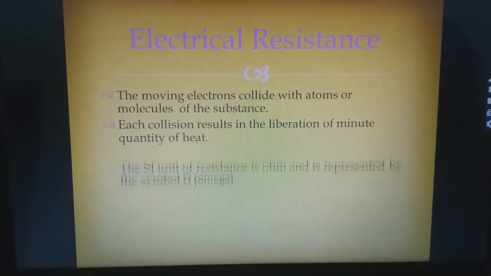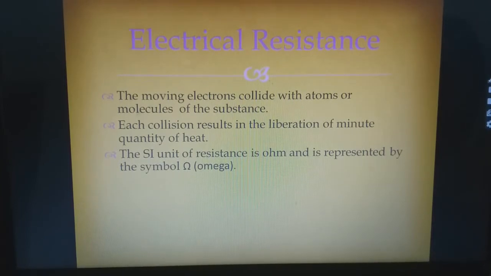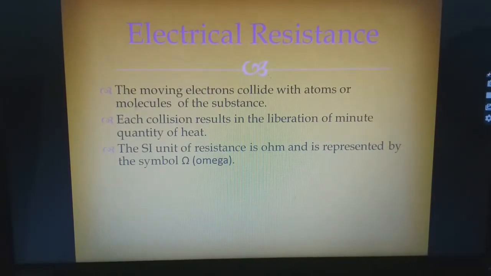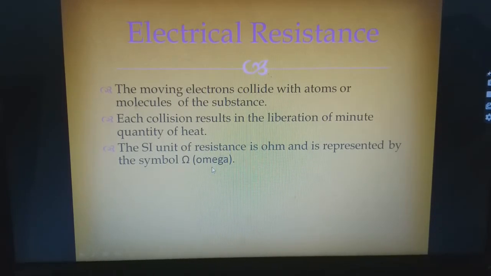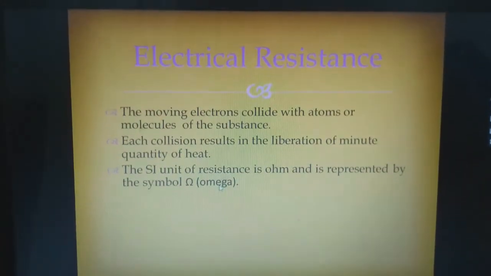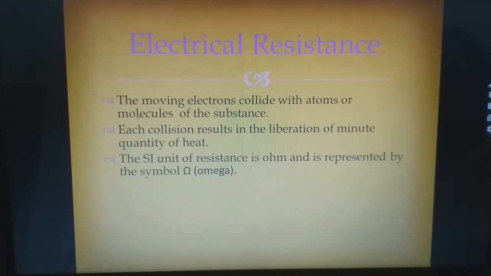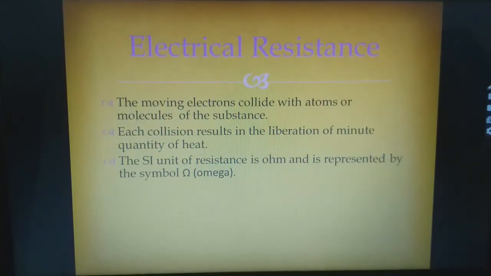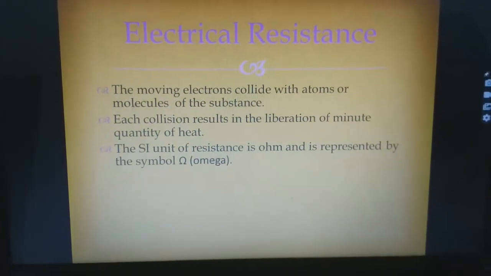The SI unit of resistance is ohm and is represented by the symbol omega. It is read as omega. That's why whenever we use any electric device in our kitchen, juicer, grinder, ceiling fans, after some time, when we touch them, we feel they are hot. What is the source? The source is resistance, that is electrical friction.